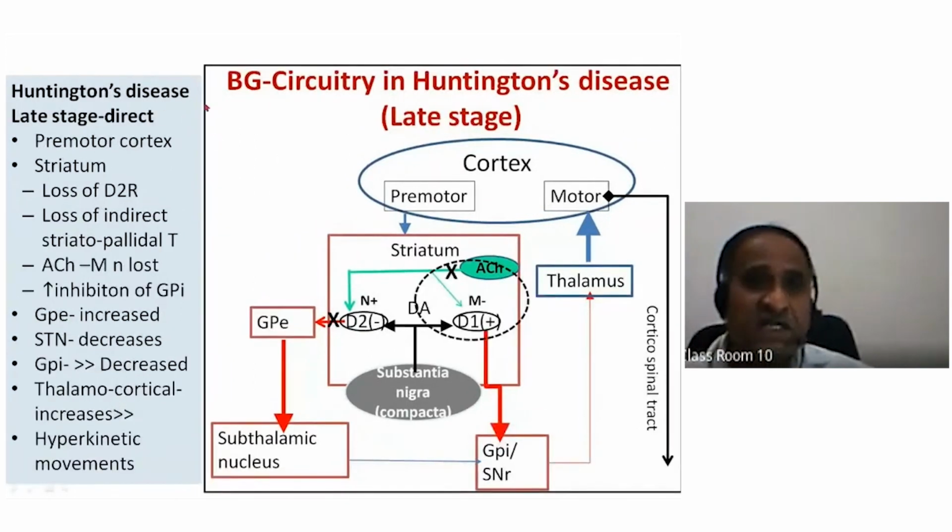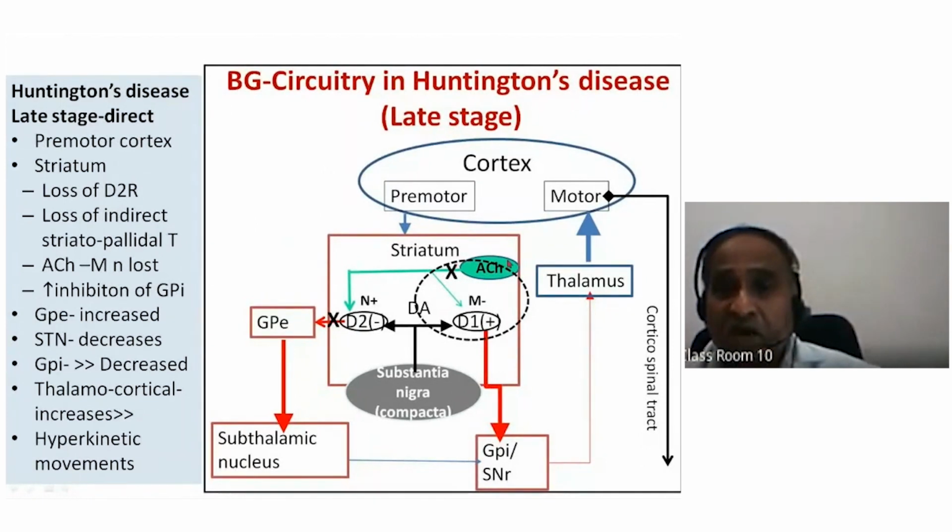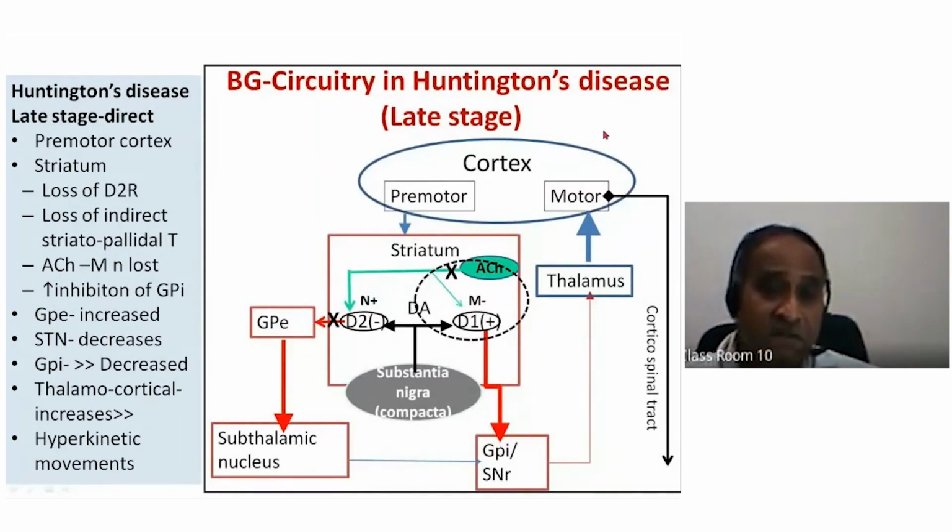Then what happens in the next stage? In the next stage, there will be loss of the cholinergic neurons, because I said Huntington disease is not purely GABAergic neuron loss. So there is a loss of the cholinergic neurons, not only the cholinergic neurons of the caudate nucleus, but the cholinergic neurons of the prefrontal cortex, the hippocampus, and other areas of the brain.